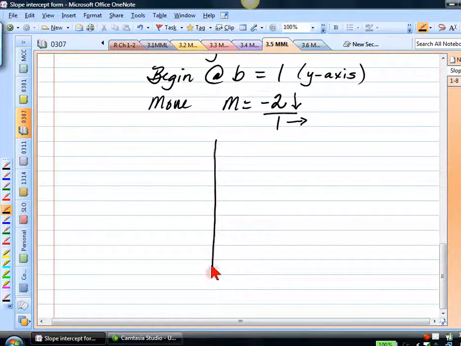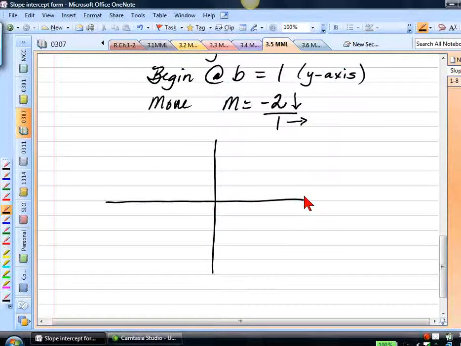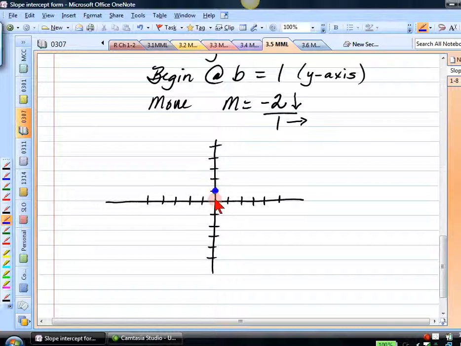So I will draw a grid. I'm just going to go 5 in each direction. Where will I begin on this grid? At 1 on the y-axis. That's the y-intercept. What do the moving instructions say? Down 1 block, 2 blocks, and over 1. Is everybody at the same point? You should have dropped that point at 1, negative 1.